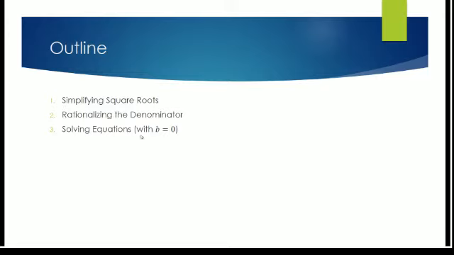I should point out that the equations we can solve with square roots today are ones where b is 0. That is, there's an x squared term, but there's no term with just x in it. And those ones we can solve using square roots. They can be a little easier than factoring. So we're going to try that today. When we get our solutions, we're going to have to simplify them because they'll have square roots in them.